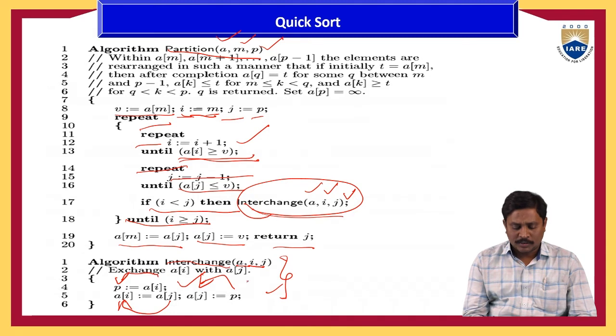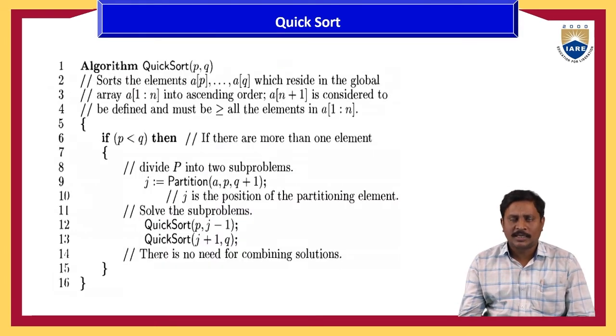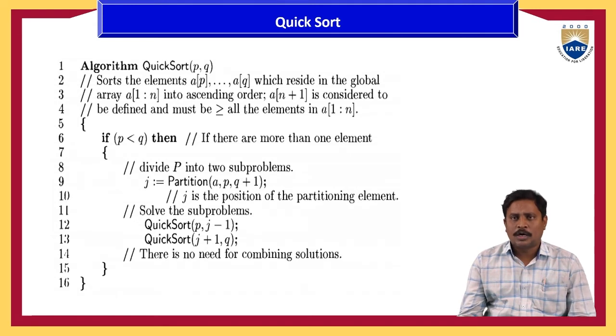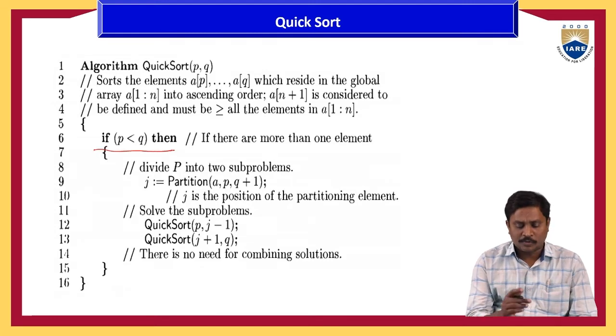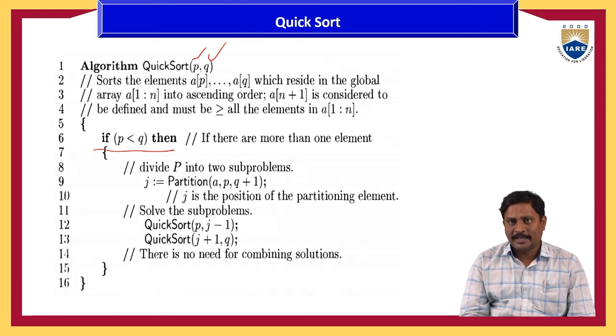After interchanging these values, we replace them in their interchanged places. By continuously replacing values using the interchange algorithm, we get the sorted list of array elements using this quicksort algorithm. The previous algorithm is used for partitioning the elements and interchanging the array elements. Next we see how to use it to sort the elements. Here if P is less than Q, quicksort of P comma Q, where P is the starting element and Q is the ending element.